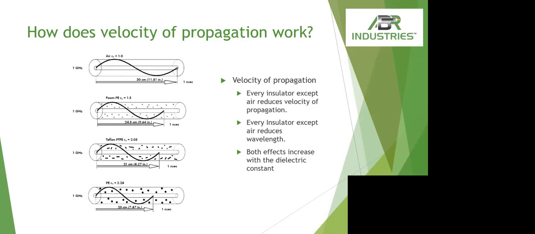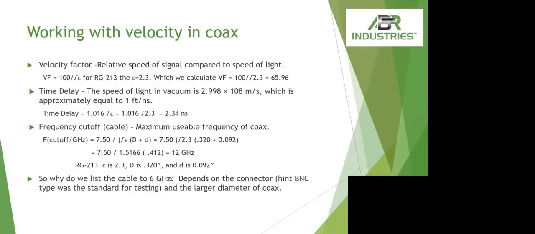So to do the math a little bit backwards, air is at 100%, the foam PE in this example is at 77%, the Teflon PE is at 70%, and the solid poly at the bottom is running at 66% velocity of propagation.